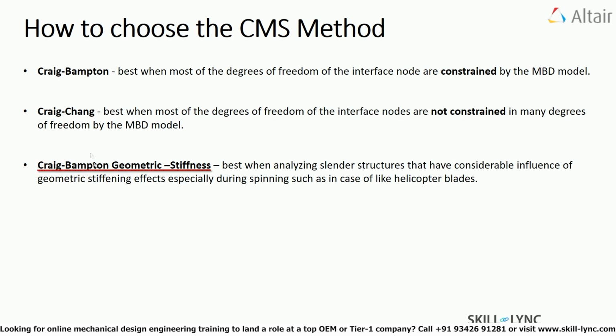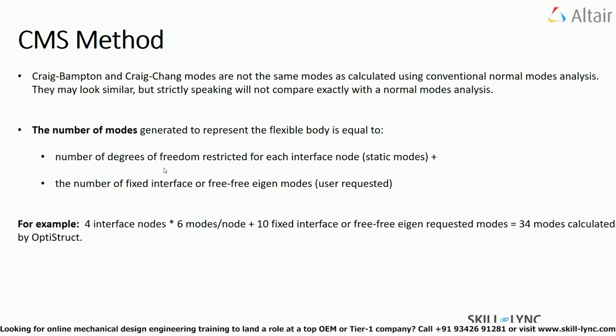The Craig-Bampton geometric stiffness method is supposed to be used when you are analyzing slender structures that have large influence of geometric stiffening effects, especially during spinning, such as in the case of helicopter blades or ceiling fans, etc. Moving on to the next slide.